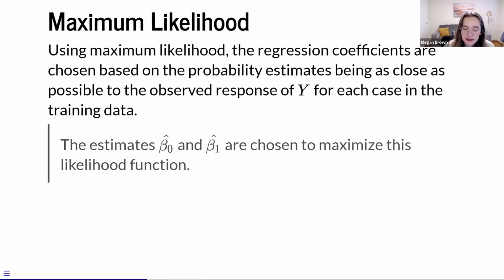The maximum likelihood method is used to estimate the regression coefficients, basically so that the coefficients are chosen based on the probability estimates being as close as possible to the observed response of y for each case in the training data.